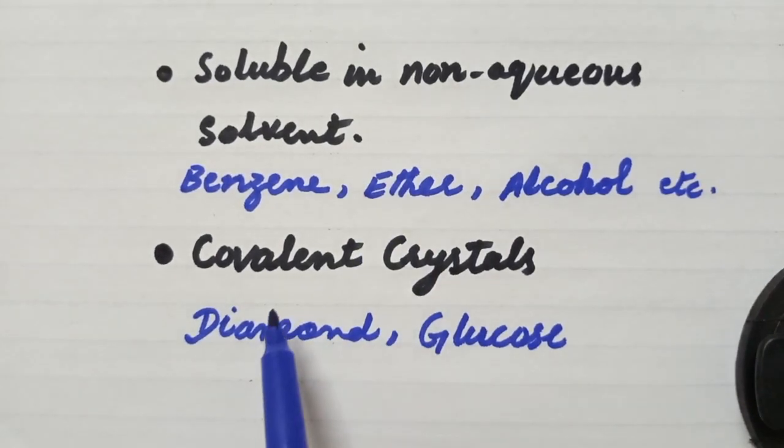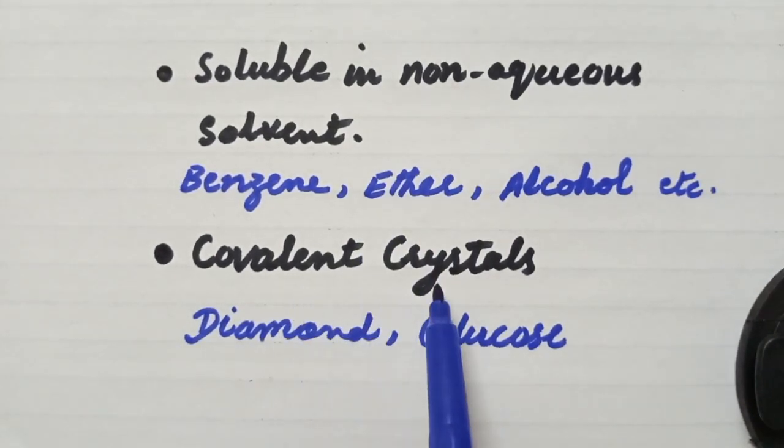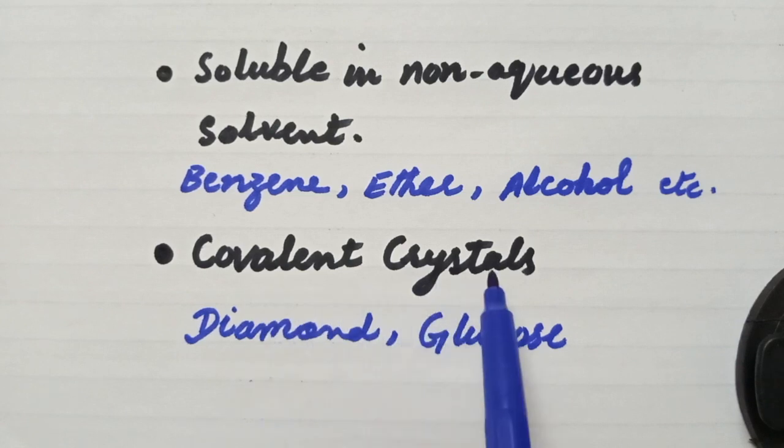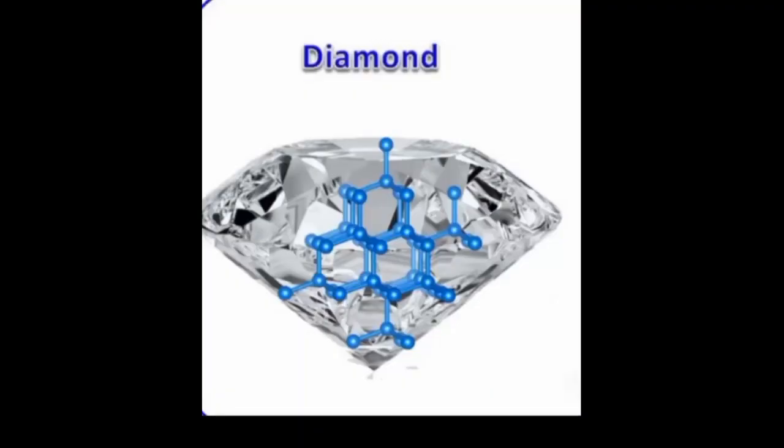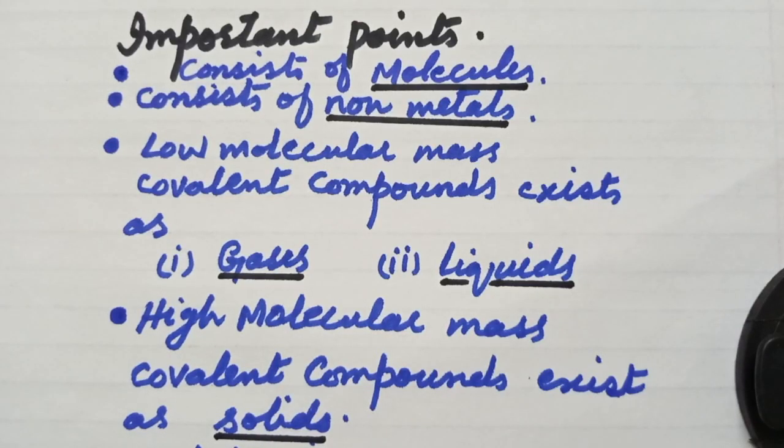Covalent compounds which have three-dimensional bonding of atoms will exist as covalent crystals. For example, diamond, glucose. These are very hard covalent compounds and have very high melting and boiling points. Covalent crystals are very stable. This is the picture of diamond, and students, you can see here that the carbon atoms are three-dimensionally arranged in it.